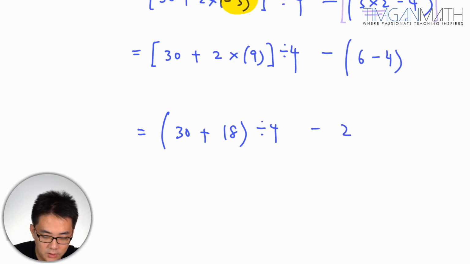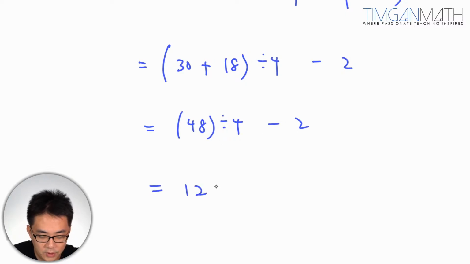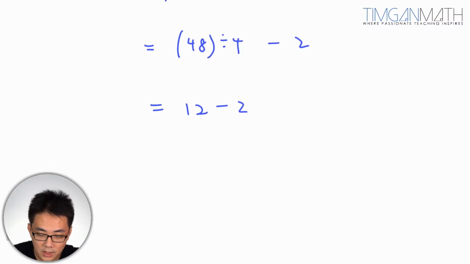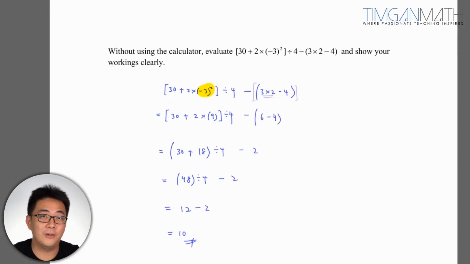Then this will be minus 2. This will just be 48 divided by 4 minus 2. 48 divided by 4 is 12, minus 2. So in the end, this will be 10. Okay, so that's how I'll do this question proficiently. Any question at all, please let us know, and I'll see you in the next question.